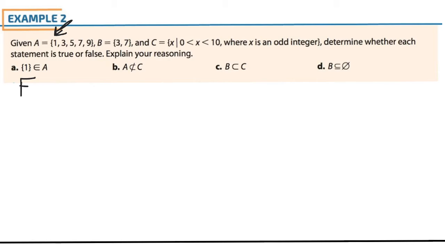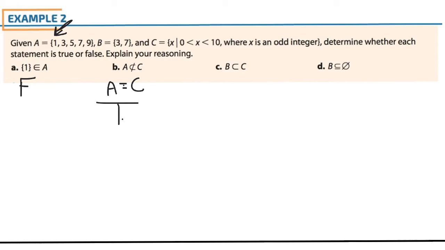B, it says A is not a proper subset of C. Remember, a proper subset is a subset. So is A a subset of C? 1, 3, 5, 7, 9. And C is where they're odd integers. Exactly the example we were talking about previously. But, like we said earlier, A is equal to C. Now, for it to be a proper subset, it is not supposed to be equal. So this is true that A is not a proper subset of C because they are equal.